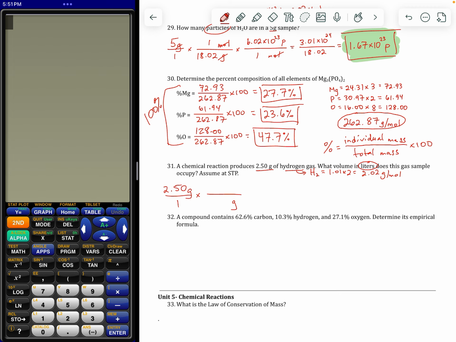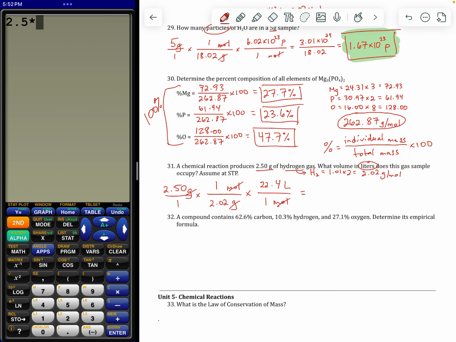So I must make a pit stop at the mole as a unit first, which then will allow me to go from mole to liters, right? And we use our conversions. Grams are on the bottom, so my 2.02 goes on the bottom here. That's equal to 1 mole. And then I know that 1 mole is equal to 22.4 liters of anything at STP, or standard temperature and pressure. Grams go away, moles go away. Liters is what I'm ending with.